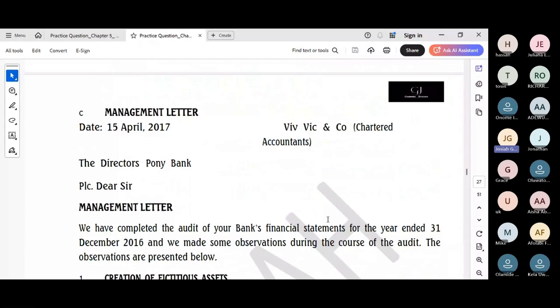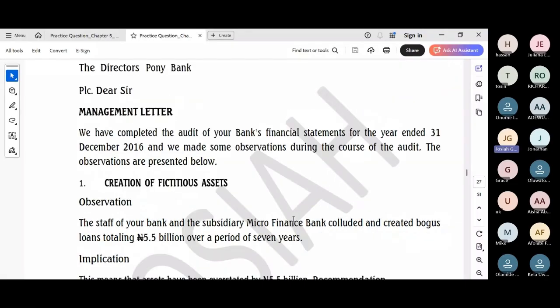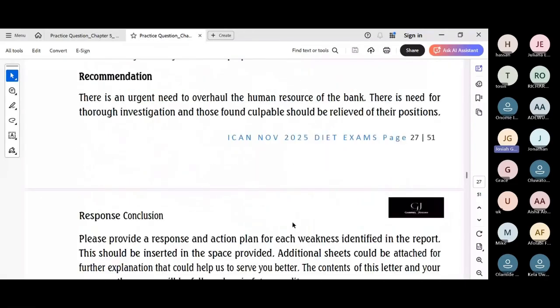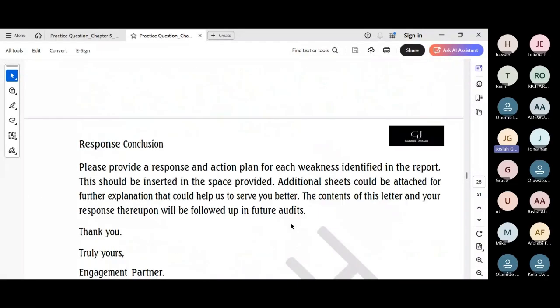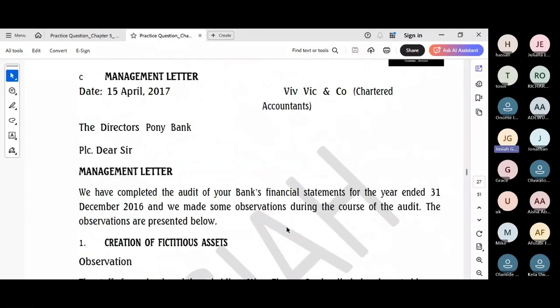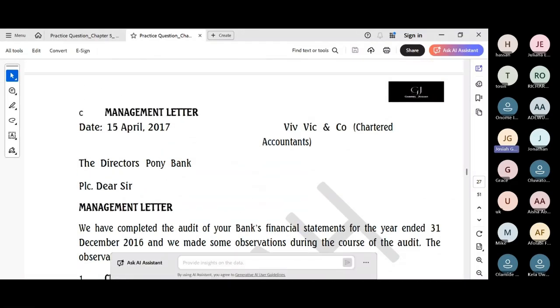So the letter must have a formal structure like the date, the salutation, clear headings for each observation, an explanation of the implication of the weakness, and the recommendation. So you can see the breakdown of that on the solution the examiner provided, a good prototype. So follow the format of a professional letter like you see. The body of the letter should be divided into distinct points as required.